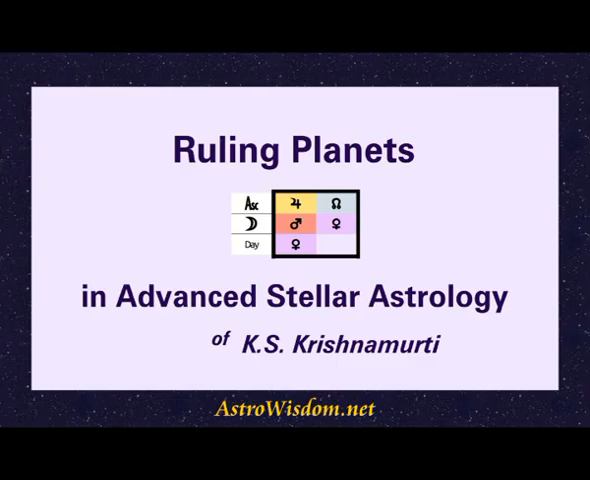This is Alova with astrowisdom.net, and I'd like to demonstrate how to find the 5 ruling planets for any moment in time according to the Advanced Stellar Astrology developed by K.S. Krishnamurti. We can find these 5 ruling planets in 3 easy steps.